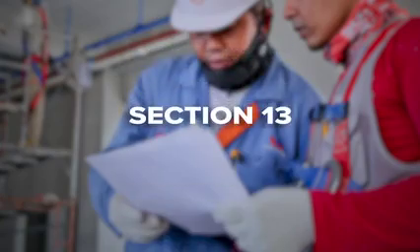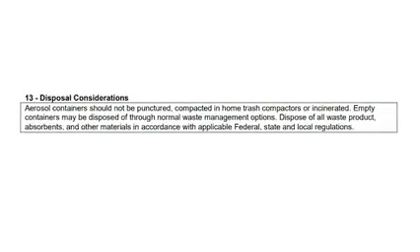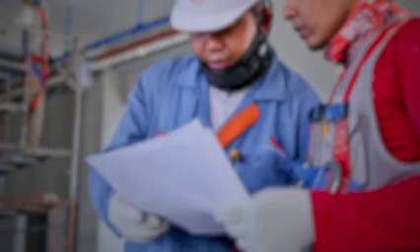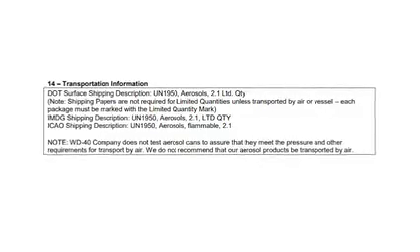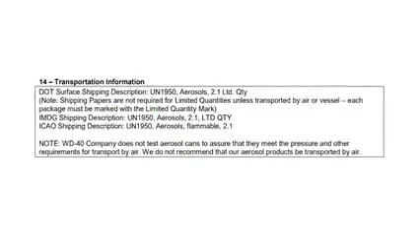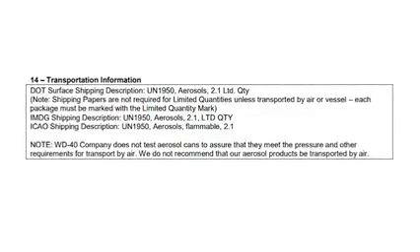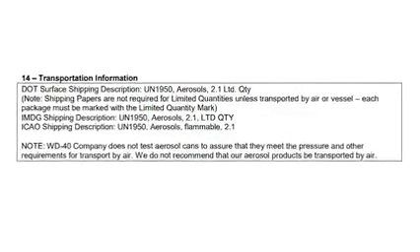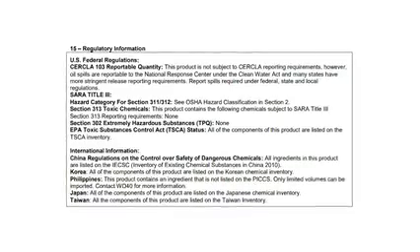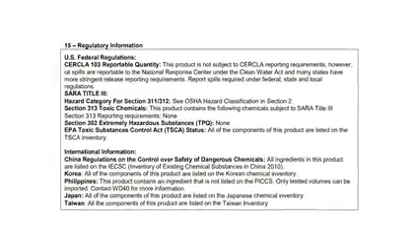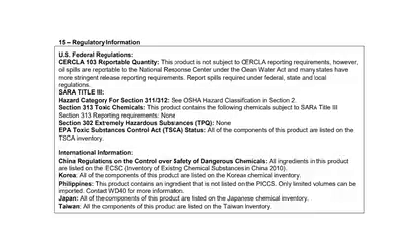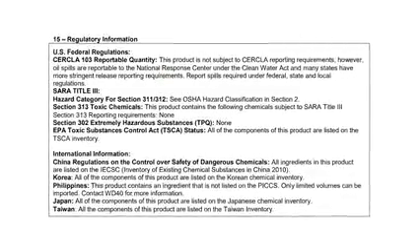Section 13. This section includes information regarding proper disposal practices of the chemical product. Section 14. This section covers the classification information for shipping and transporting of hazardous chemicals by air, rail, road, or sea. Section 15. This section identifies the safety, health, and environmental regulations specific for the product that is not indicated anywhere else on the safety data sheet.